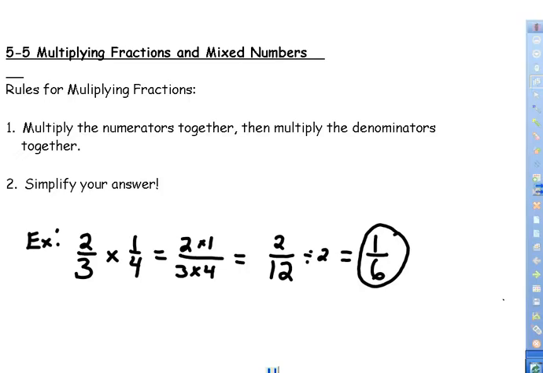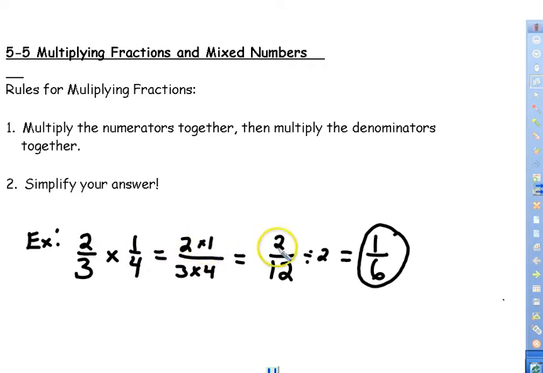All right, good afternoon. We are on section 5.5, multiplying fractions and multiplying mixed numbers. When we look at the rules for multiplying fractions, we're going to see that they're much different from adding and subtracting, in that the denominator does not have to be common. For step 1, it says multiply the numerators together and then multiply denominators together. Simplify your answer. The way to solve this is simply, again, multiplying numerators.